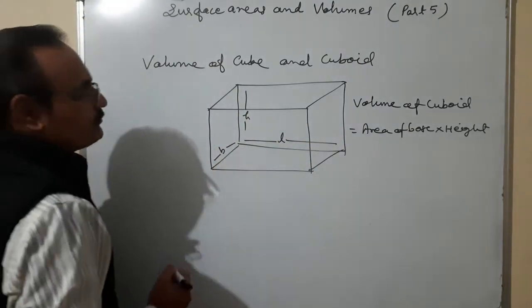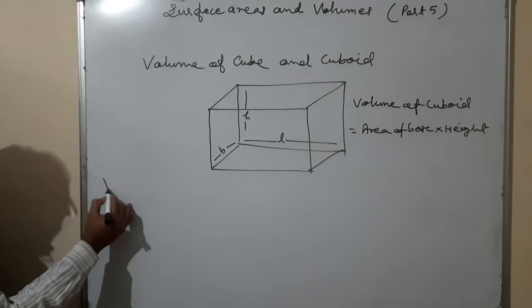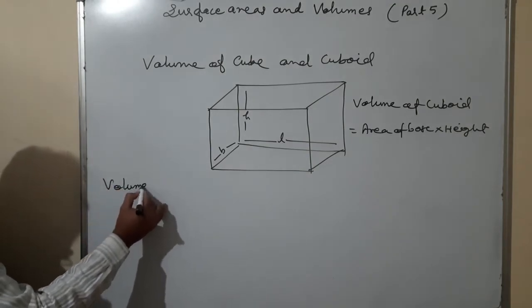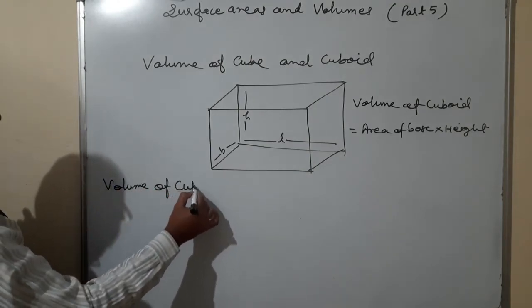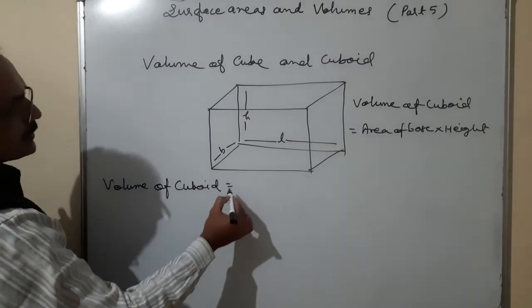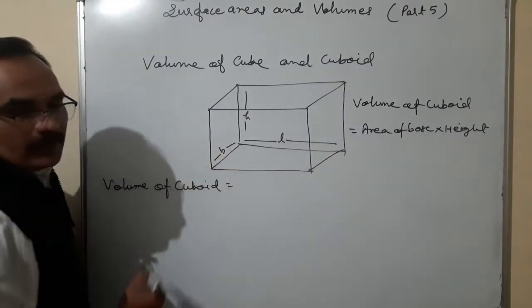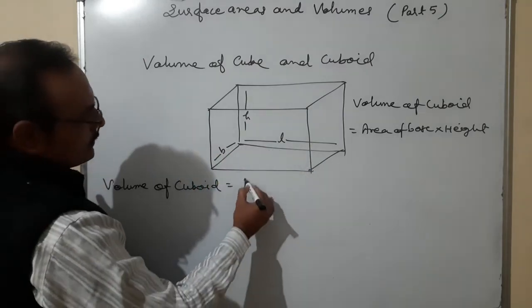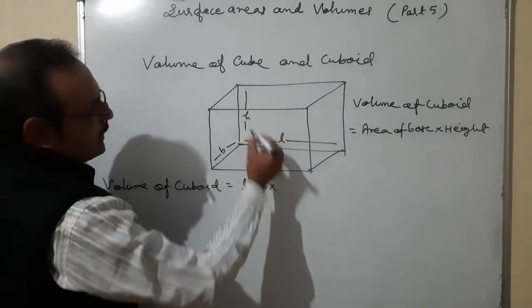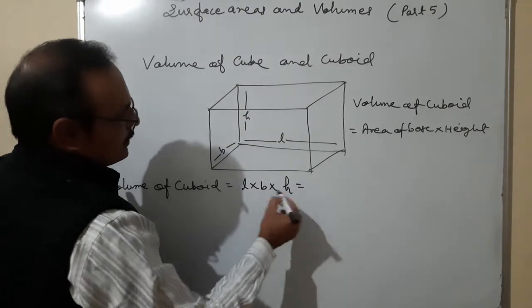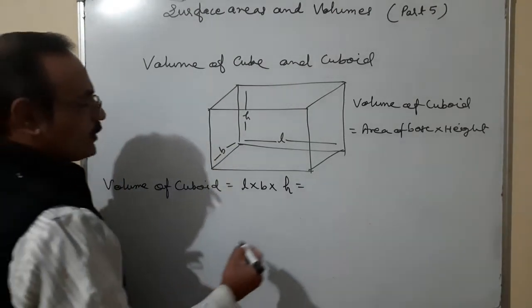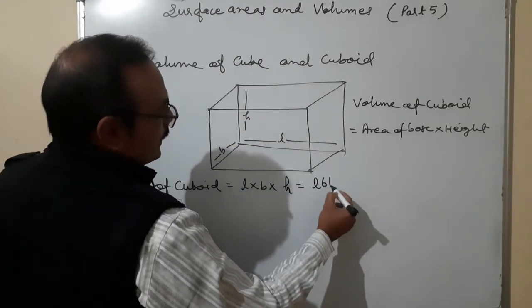Okay. Volume of cuboid is equal to area of base. Area of base, that means it is L into B, because the base is a rectangle. So L into B multiplied by height, LBH. So the formula of volume of cuboid is equal to LBH.